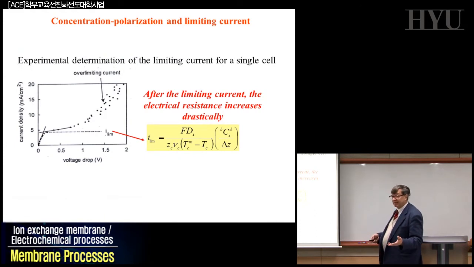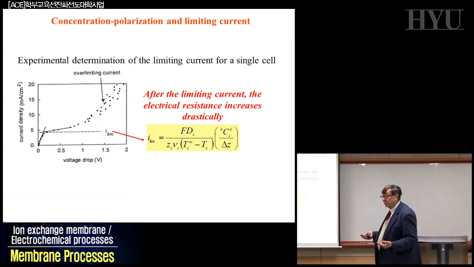If you do the experiment by yourself, and you look at what happens, and you plot the current density in your system as a function of the voltage difference between the electrodes in your cell, you will see that by increasing the voltage, you are increasing the current density, because everything is working. But at one point, you arrive at the limit, and from this point on, the resistance increases significantly. After the limiting current, the electrical resistance increases drastically. That's because we have been approaching this value of the limiting current. And that is a clear phenomenon.